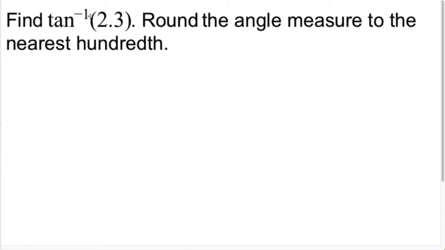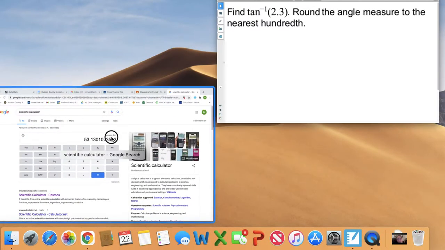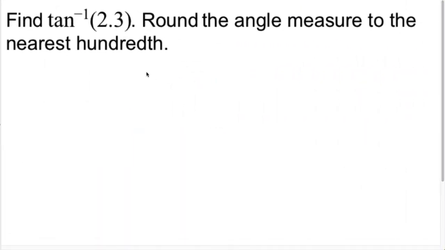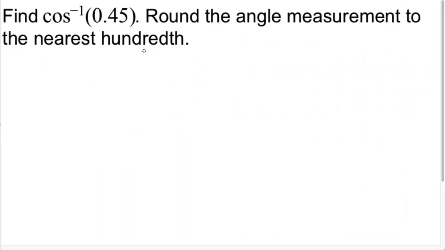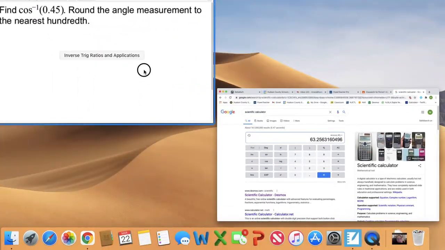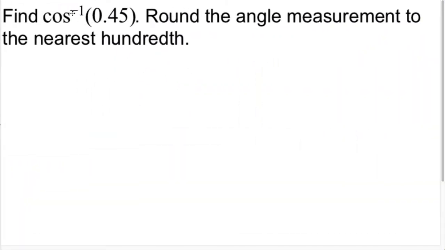Let's do another one. Inverse tangent of 2.3, close parentheses, and 66.5 is the angle measurement they're referring to. There's another one, inverse cosine of 0.45. Again, this is another angle measurement, and 63.26 degrees is the angle they are referring to. So that is practicing the calculator and how to enter it in.